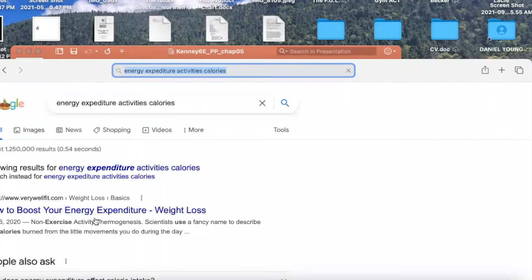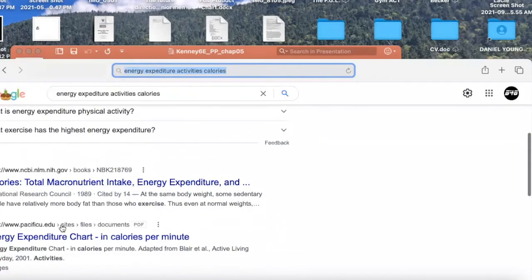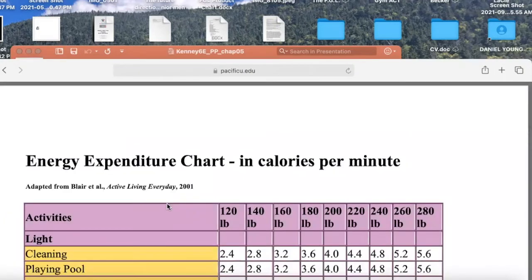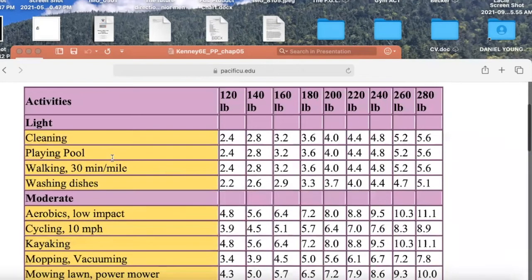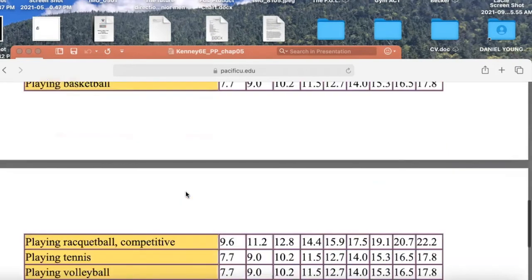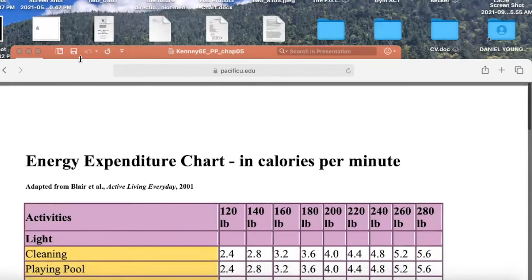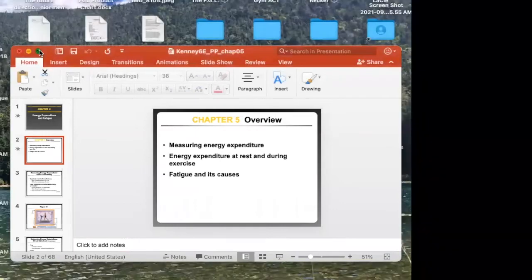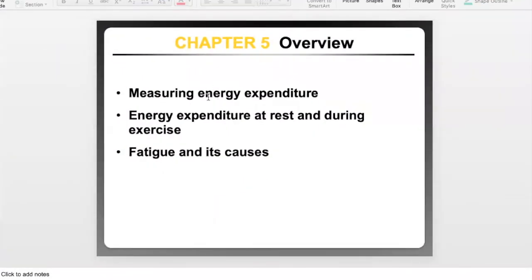And then you'll get something like this, a calories energy expenditure chart and calories per minute. I don't even know if this is going to work, but something like this, like cleaning, playing the pool, and you figure out how many calories per minute, depending upon your body weight. So you're going to have to find something like this. MyFitnessPal app has a really good energy expenditure section to it. So you can pretty much type in any exercise and measure the amount of energy that that exercise is spending. It's always going to be in calories per minute or calories per hour.